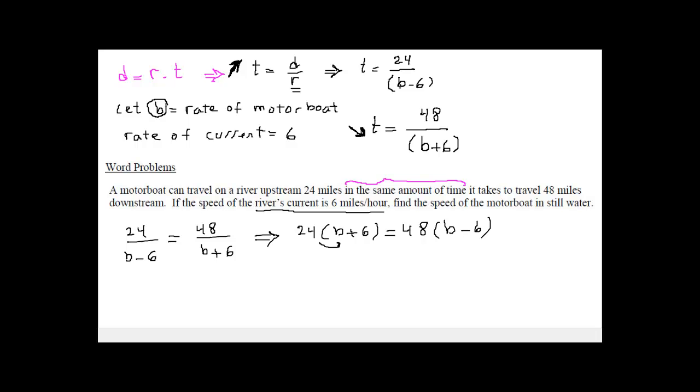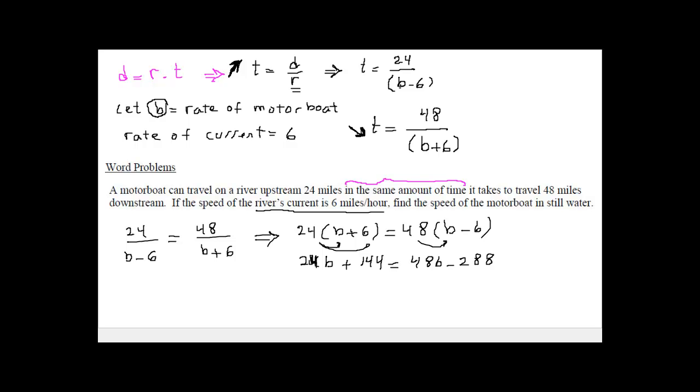I can distribute here. We get 24B plus 24 times 6, which is 144. Distribute 48B minus, we have 48 times minus 6, which gives you minus 288.